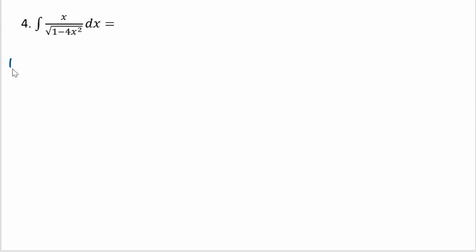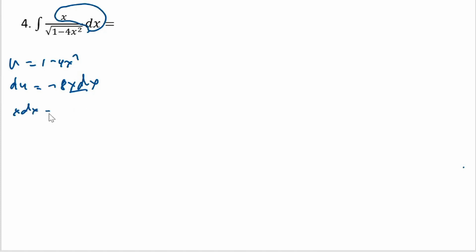dx. So our u here is 1 minus 4x squared, and du now equals negative 8x dx. Since x dx is visible in the given, we are going to define x dx as equal to du over negative 8. And then rewriting the given, x dx means du over negative 8, all over u raised to 1 half.